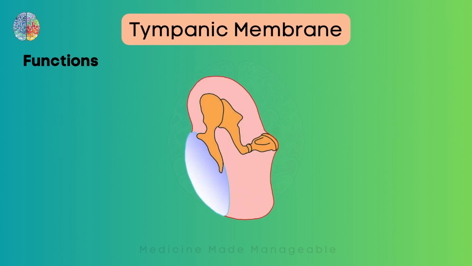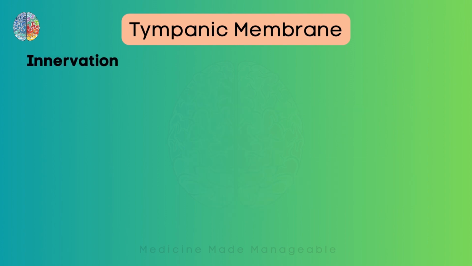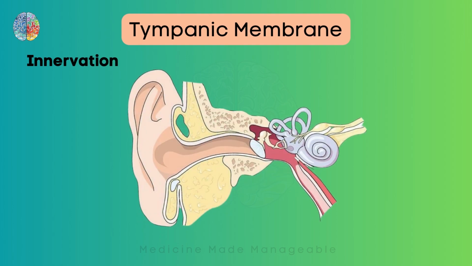This is just another representation. When there are sound vibrations, they will be transmitted to the tympanic membrane, which will also vibrate. Then the vibrations are transmitted to the ossicles, which transmit them to the oval window. So the oval window vibrates and the fluid inside the cochlea will also vibrate. Next, the innervation of the tympanic membrane. The tympanic membrane has different innervations on the medial side and the lateral side. So let's see those one by one.